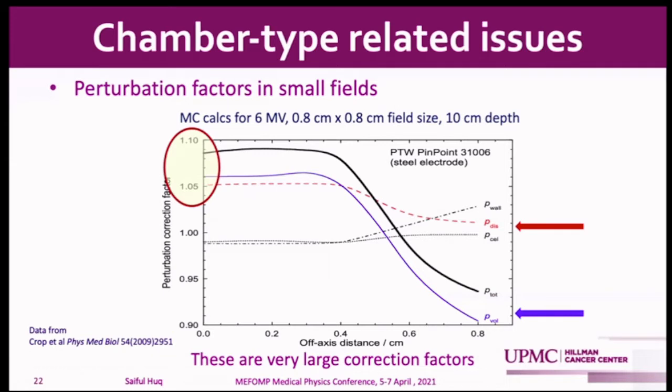So one can then summarize that the main issue with the use of ionization chambers in small fields is really the large value that we get for the volume averaging correction factor.